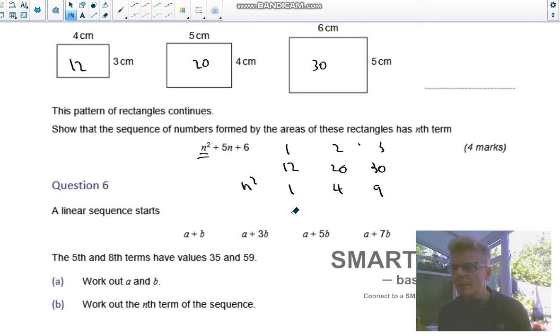And then what's the difference? Well, I need 11 more, 16 more, and 21 more, and this would be described as the sequence that goes up in 5s. And it's 6 more than the 5 times table, so this is 5n plus 6, which implies that the rule must be n squared plus 5n plus 6.